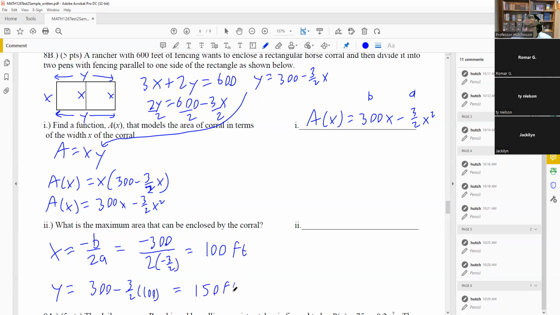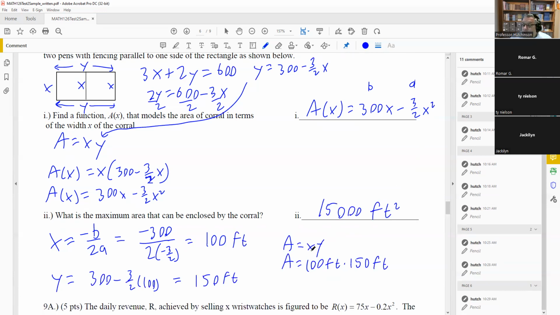Both of these are going to be in terms of feet. So if you just multiply those together, area equals x times y. So area equals 100 times 150. And for each of these, let me put feet in here. So 150 feet times 150 feet. When you multiply that, it's going to give you 15,000, but then you have square feet. That's how you get the square footage. So it's 15,000 square feet because you're multiplying 2 feet together.